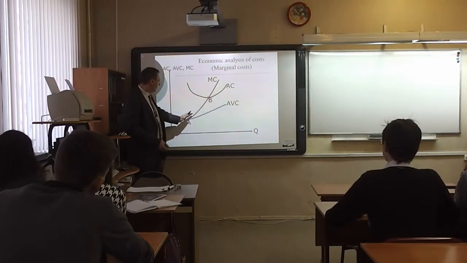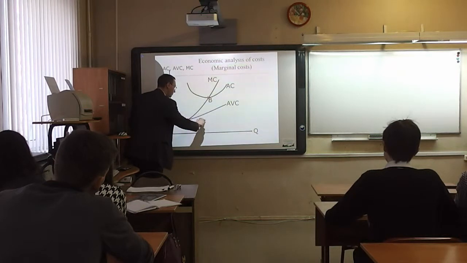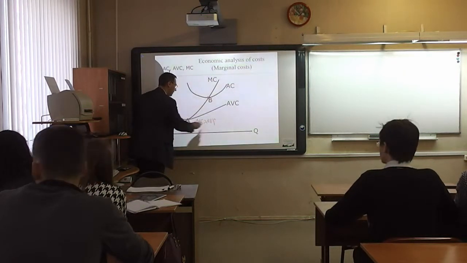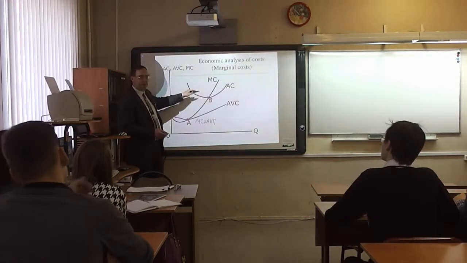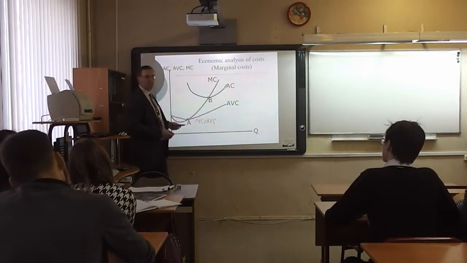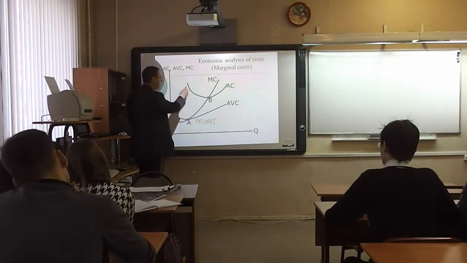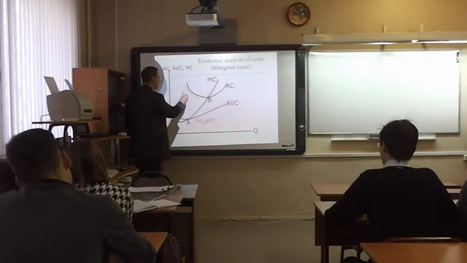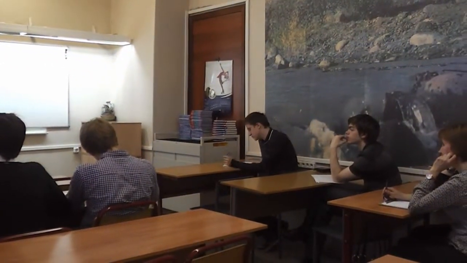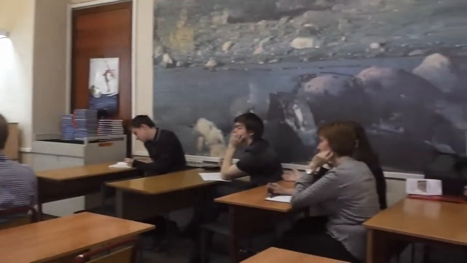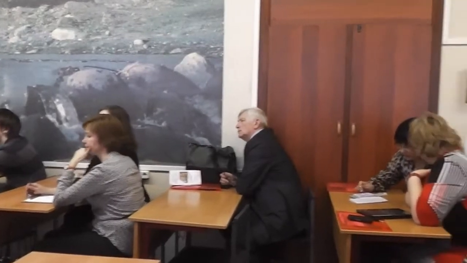And now we see that MC is higher than AVC, so the AVC curve will rise. The same rule is valid for total cost. So here at this part of the line, we see that marginal costs are less than average cost, so the curve of average cost will decline or drop.